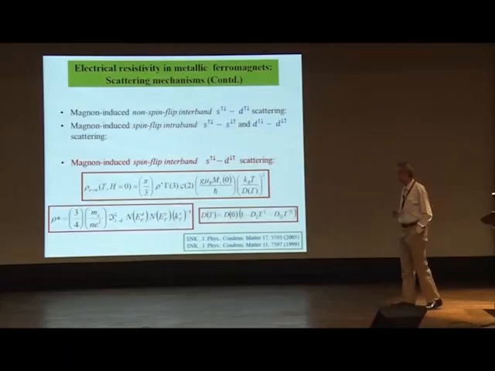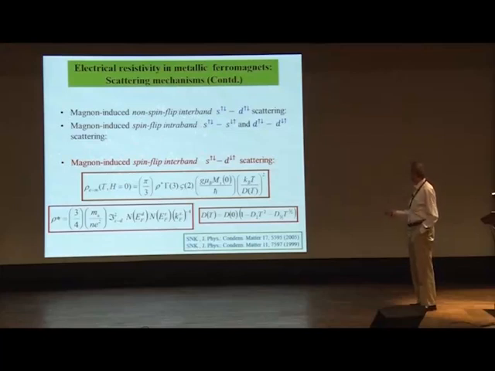Then we have magnon-induced non-spin flip interband scattering, and magnon-induced spin flip intraband and interband scattering. It turns out that this contribution is actually 2 orders of magnitude larger than these two. So I will not go into this in this talk, but it can be demonstrated that it is so. And this accounts for most of the contribution coming from magnons.